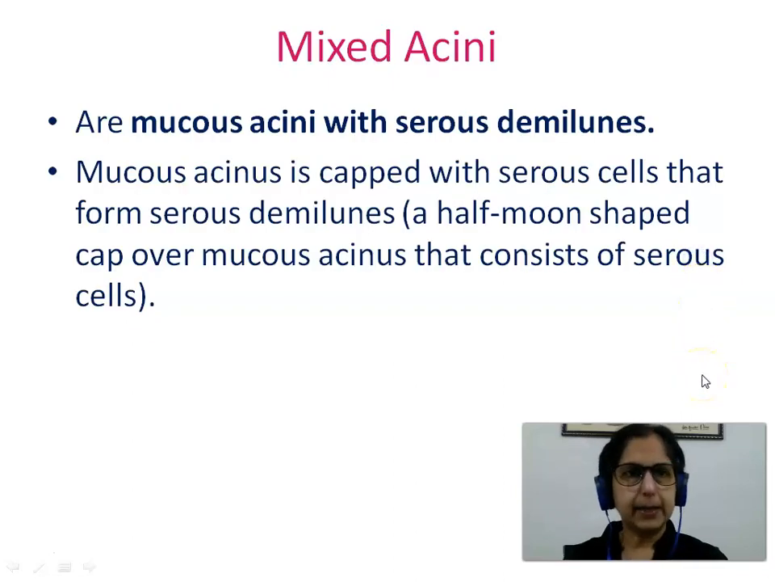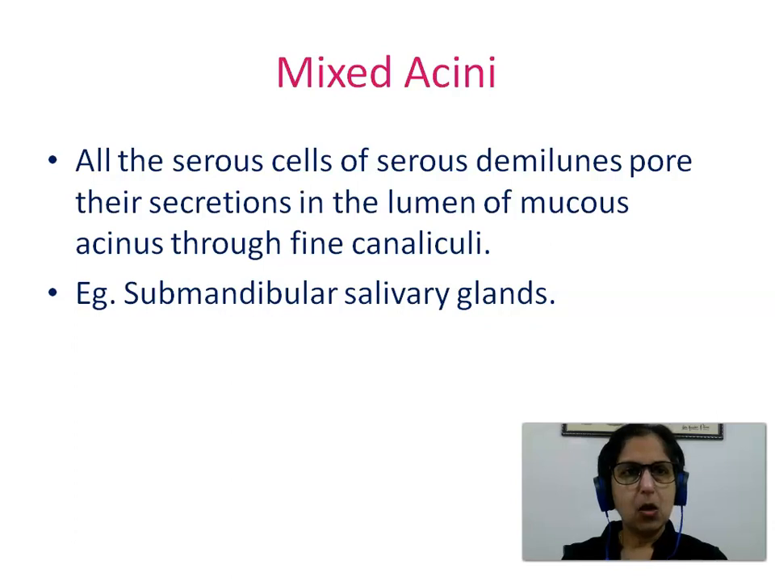Mixed acini. These are mucous acini with serous demilunes. A mucous acinus is capped with serous cells that form the serous demilunes of Giannuzzi. A demilune is a half-moon shaped cap over the mucous acinus that consists of a few serous cells. All the serous cells of the serous demilunes pour their secretions into the lumen of the mucous acinus through fine canaliculi.